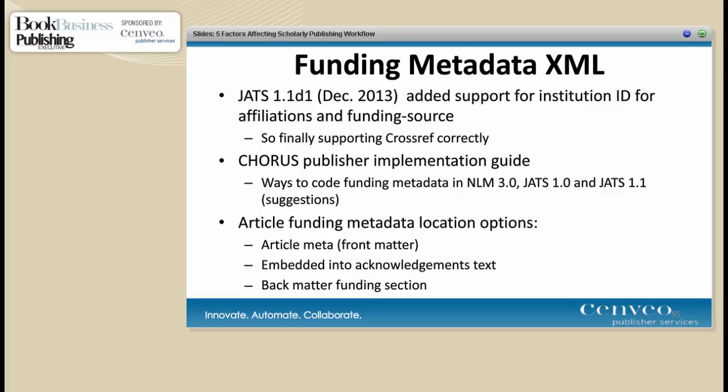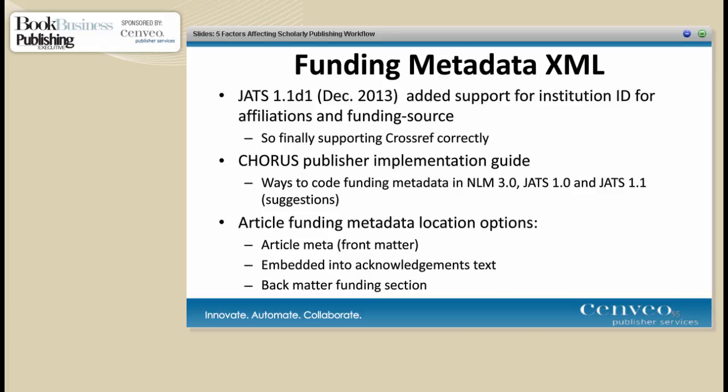So last point about funding, it has been interesting to see what publishers are doing with funding metadata in their article XML. I've seen 3 different locations: a metadata section in the front matter, a funding markup that's actually embedded in the acknowledgements section, or a separate back matter funding section, and combinations of these. And all of these are supported in JATS, but then you have to have a rule as to from where to pull the metadata from Crossref submission for Crossref submission.